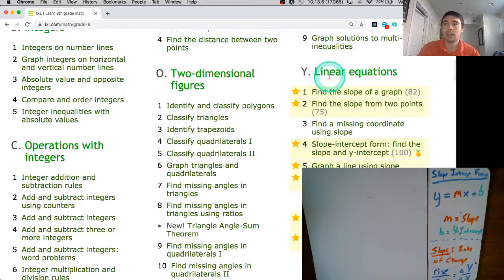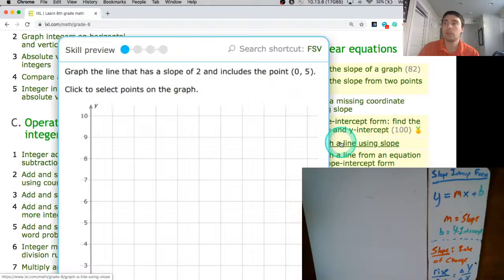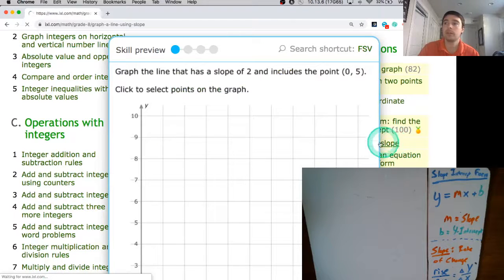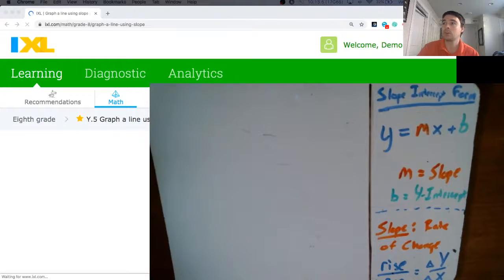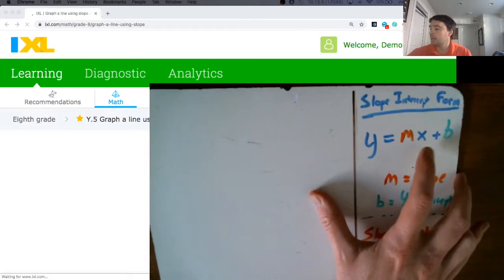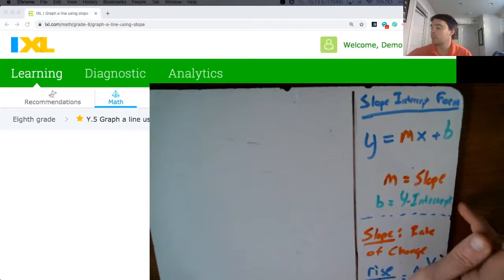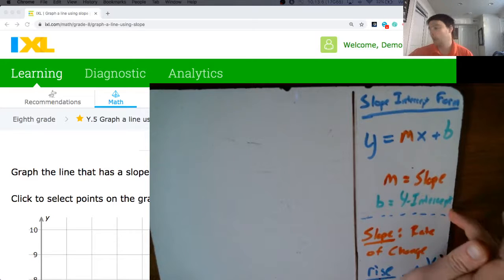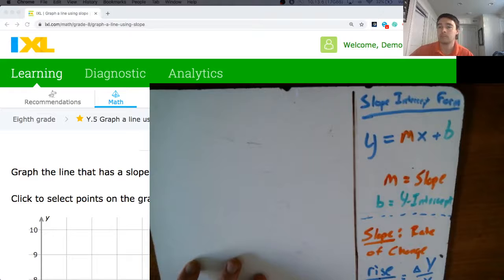We're going to be looking at cluster Y, the linear equations cluster, and specifically Y.5, the assignment called graph a line using slope. As that first problem loads, I'm going to make the whiteboard with a few notes a little bit larger just to talk about them. We're still talking about linear equations, really focused on this idea of slope and y-intercepts and how we can use slope to create graphs.